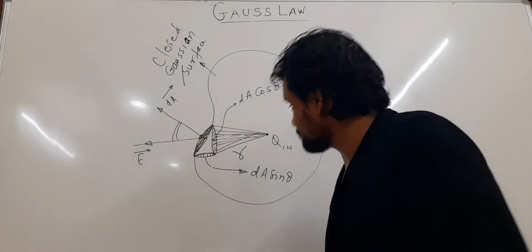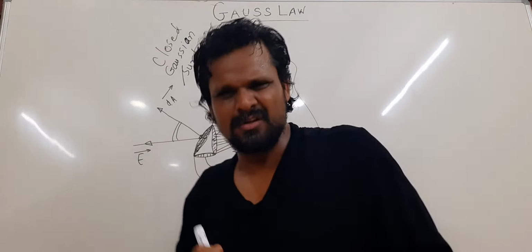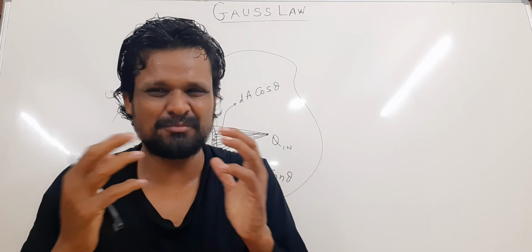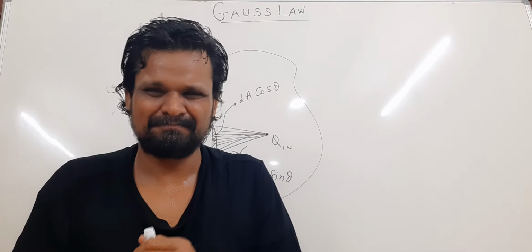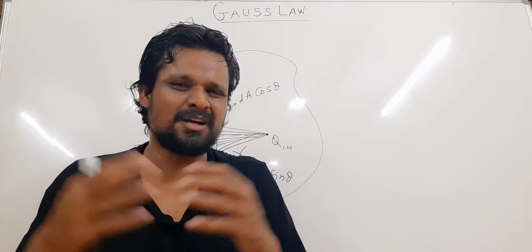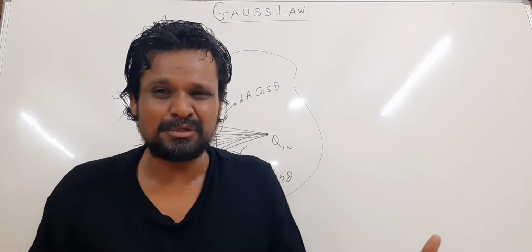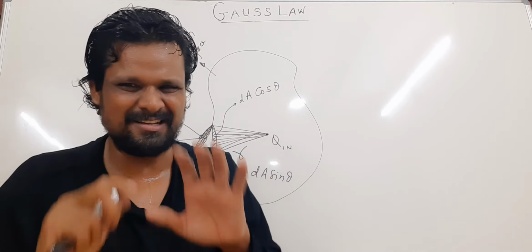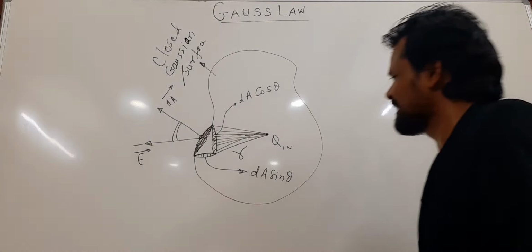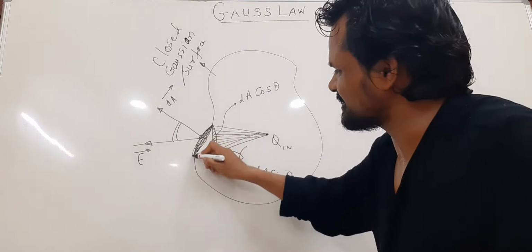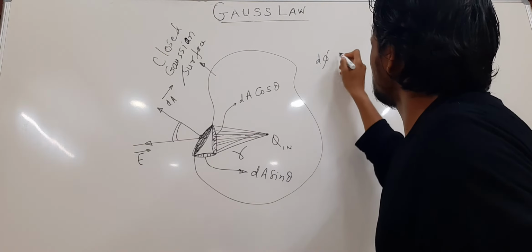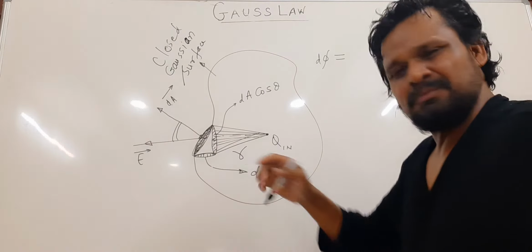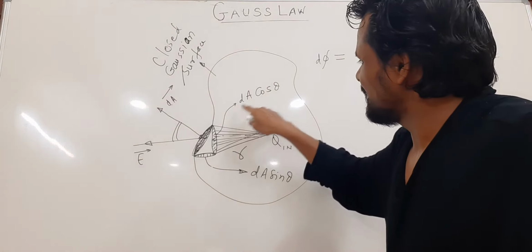Now Gauss law suggests what? The flux through the closed surface. Flux means something crosses through the surface. The flux through the closed surface equals charge inside divided by epsilon naught. Okay, young mind, please see. Suppose through this surface, the flux is d phi. So, bacho, this is flux.